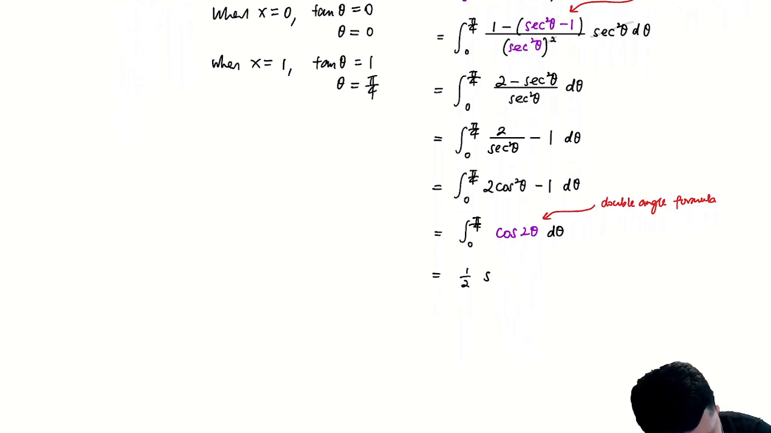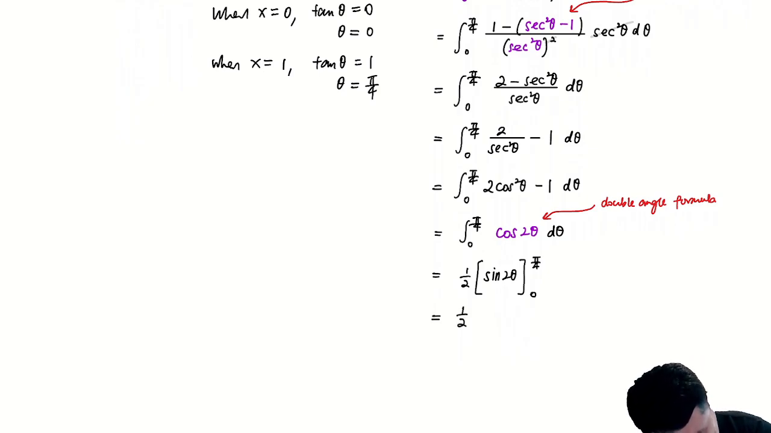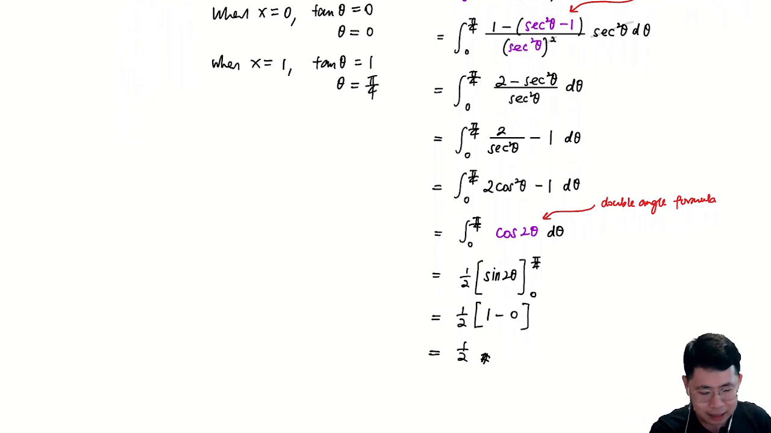This is what we integrate into. And then half is a scalar multiple, so I just put it outside and I will evaluate from 0 to pi over 4. So with this over here, this will be half. Put in the pi over 4, this will be 1. Then put in the 0, this will be 0. So the whole value is just half. Mainly just like that.